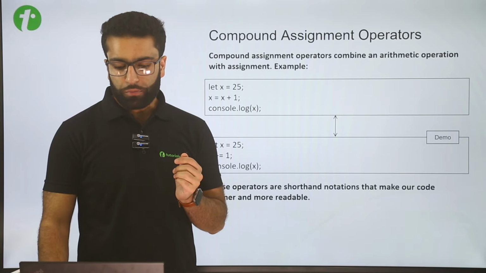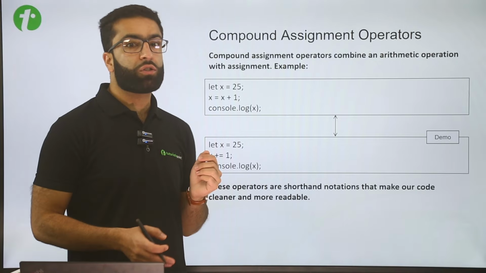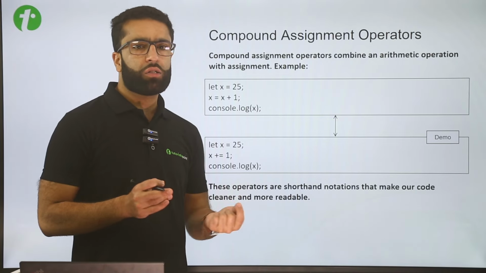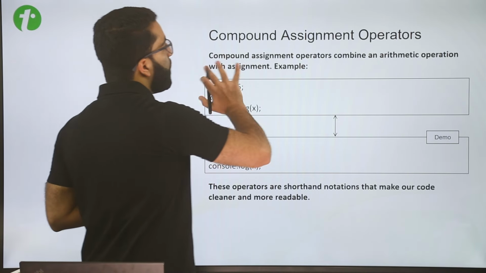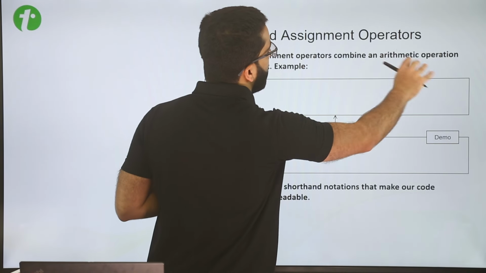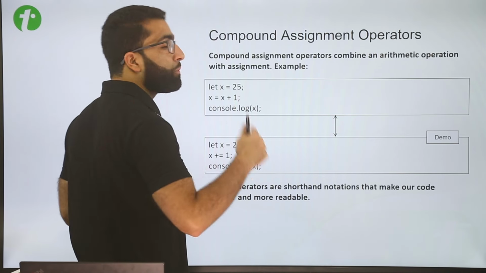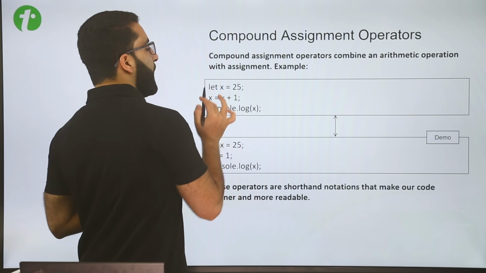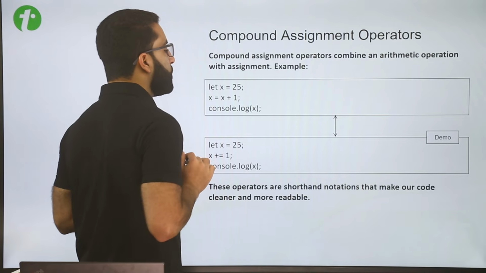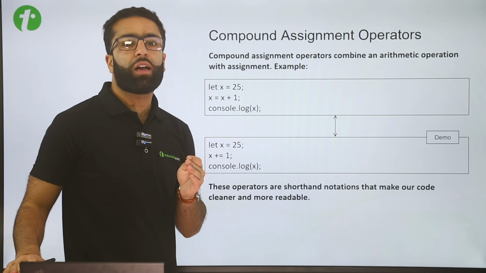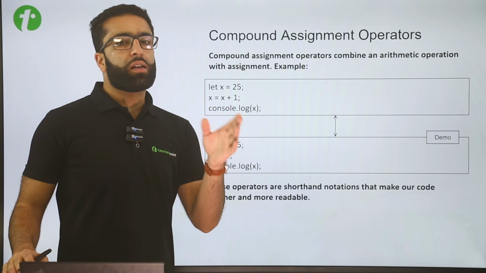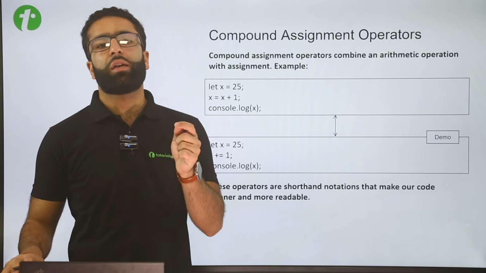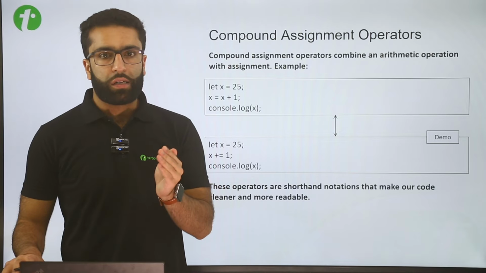Moving forward, let's talk about the main thing, which is going to be your compound operators. This is very important and it's very, very easy. The compound assignment operators combine an arithmetic operation with assignment. For example, here I have a variable x equal to 25 and I want to increment its value by 1 and store it in the same variable x. So earlier x is equal to 25, and I want to make x equal to 26.